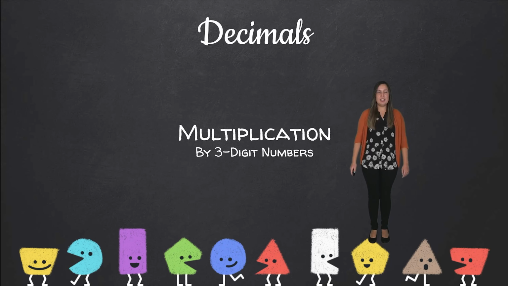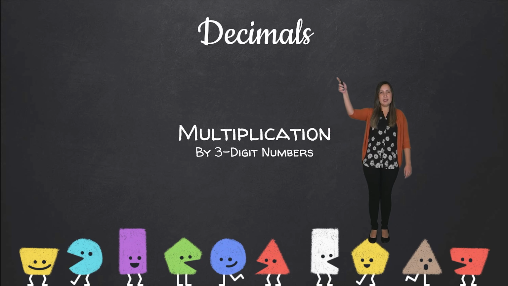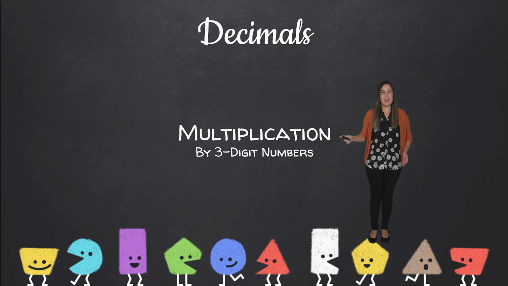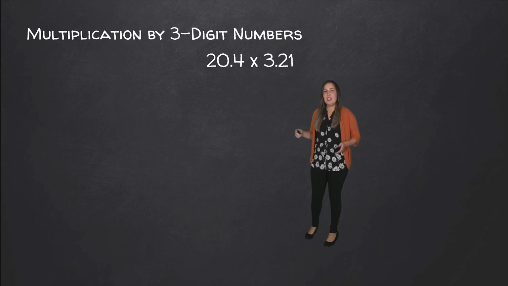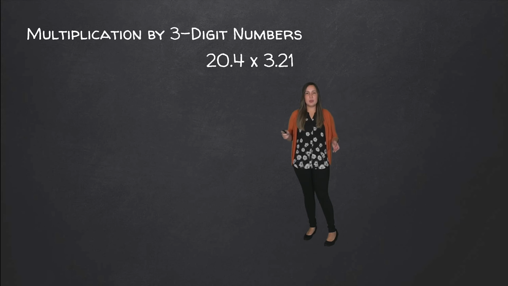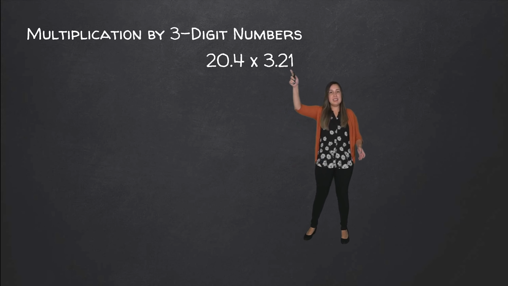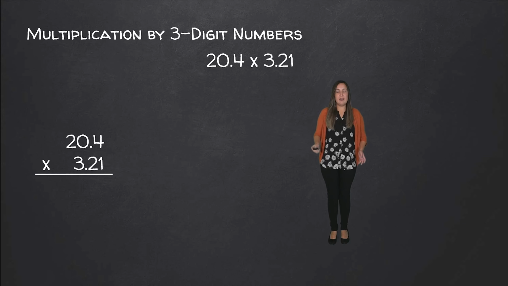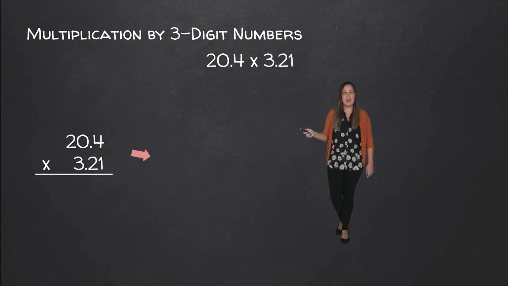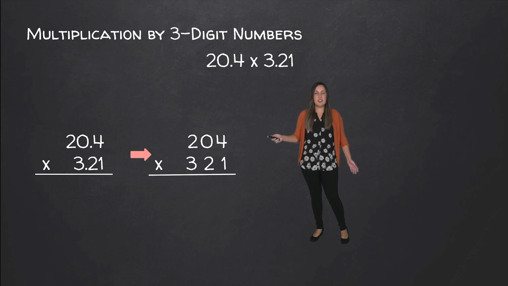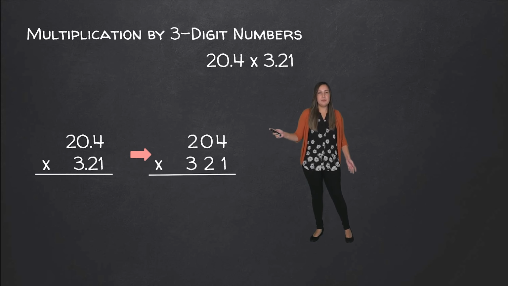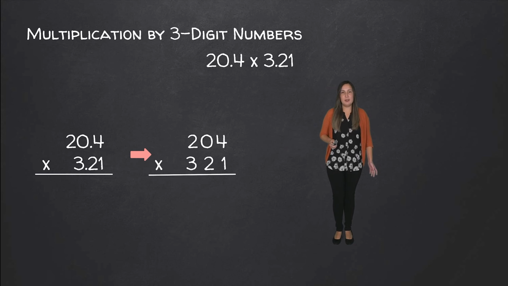Mathematicians. Today we're going to be learning about multiplication with decimals, and we're going to be multiplying by 3-digit numbers. To get us started, we're going to multiply 20 4/10 times 3 21/100. To make this easier to multiply, we're going to write it vertically. And now to make that easier to multiply, we're going to rewrite it without any decimals. You don't have to do this step unless it's easier for you to visualize how to multiply without the decimals. Now, here we just multiply normally.